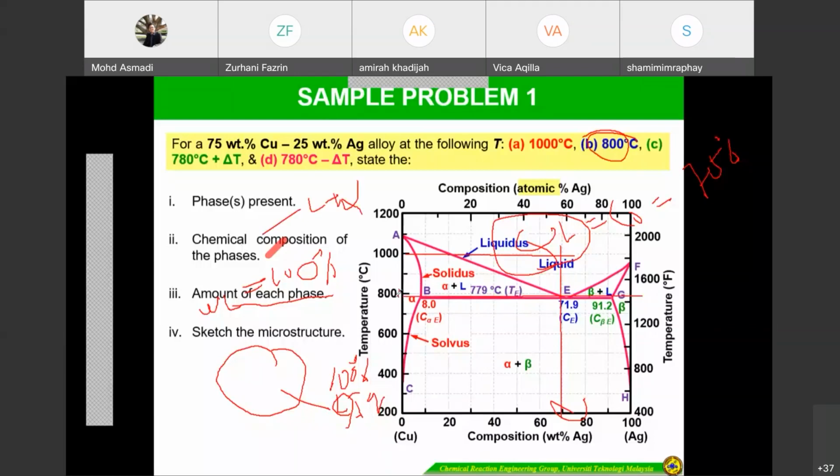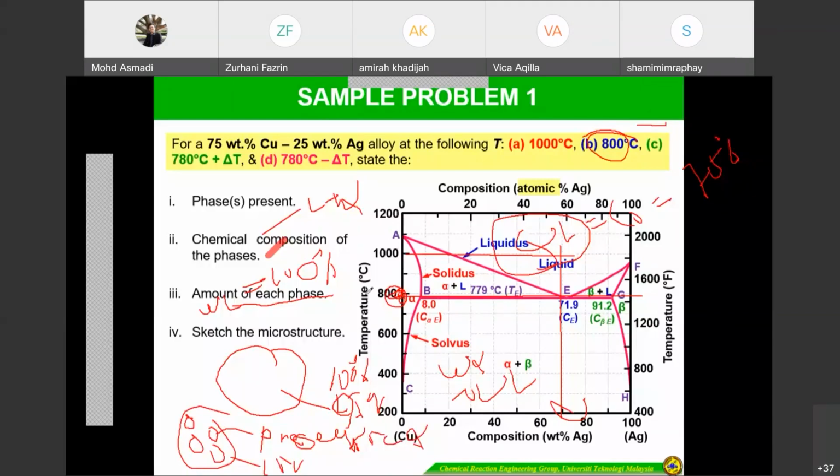Okay, for 800 degrees, amount of each phase, W alpha and WL. The microstructure, you just draw here, for 800 degrees, they have a microstructure development. So this one is not as a pro-eutectic, pro-eutectic. You write pro-eutectic, okay? Alpha, and this one is liquid. Okay, how much percent?